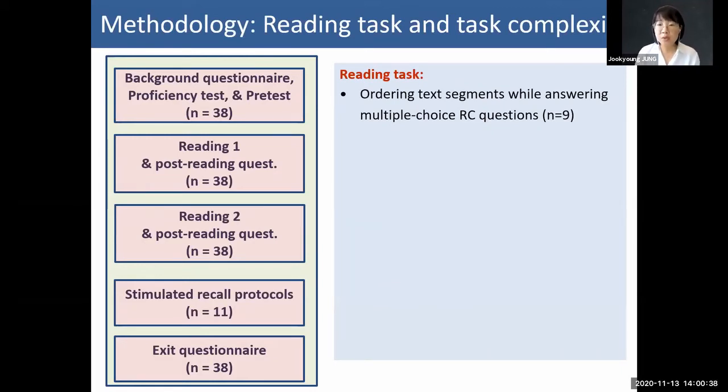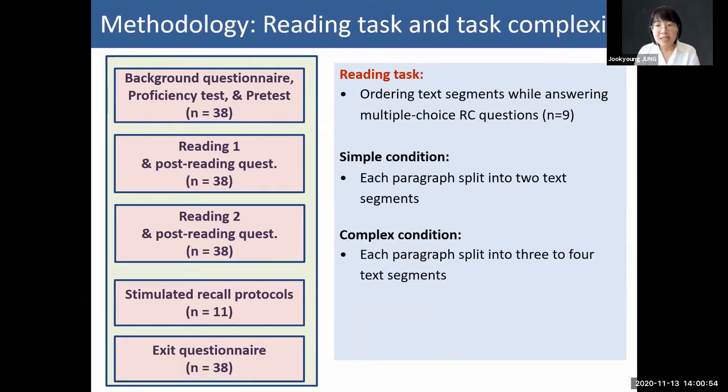And the reading task was ordering text segments while answering multiple choice reading comprehension questions. That is, when they were reading, the text was split into subparts. In the simple condition, each paragraph was split into two text segments. And in the complex condition, each paragraph was split into 3 or 4 text segments, and their job was to determine the correct order of the text segments before they answered the reading comprehension questions.